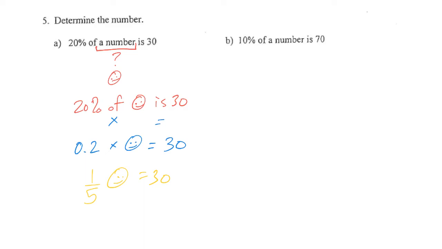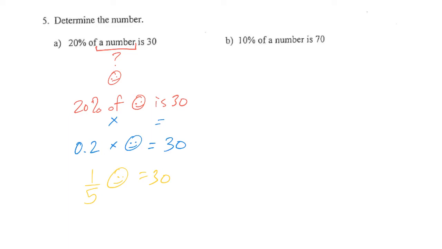I bet you I have some people in here right now who could tell me what happy face is. If I told you to take 1/5 of happy face and that's going to result in 30, you could tell me what happy face was. Any takers? Aiden. 150. 150. Because what that says is, take happy face and divide it by 5, and your answer is going to be 30.